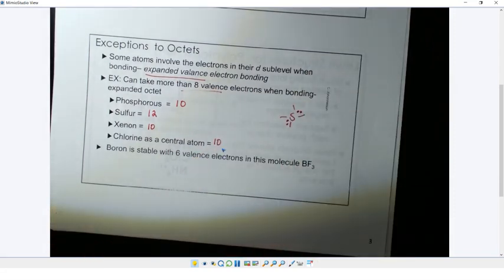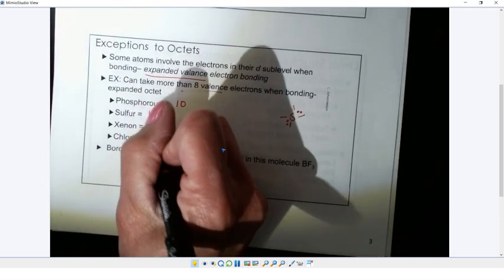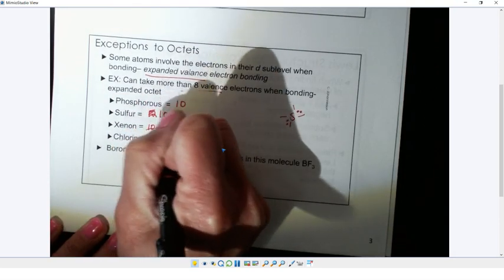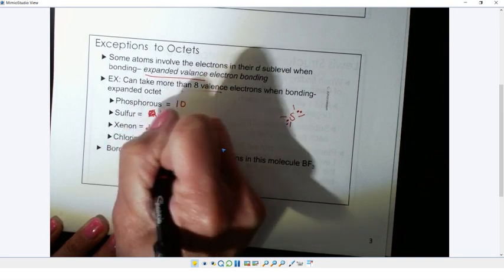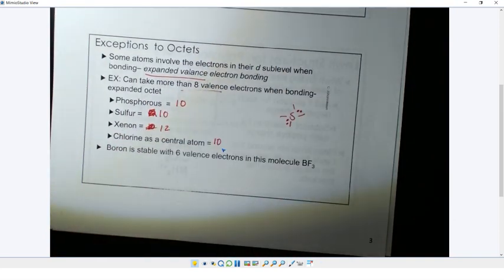Xenon is 10. Chlorine is 10, and let me make sure I didn't screw up because my memory is that bad. Make sure my numbers are right. Oh, I got these 2. Sorry, I got these 2. This one's 10 and this one's 12. There we go. And chlorine is 10 as well.